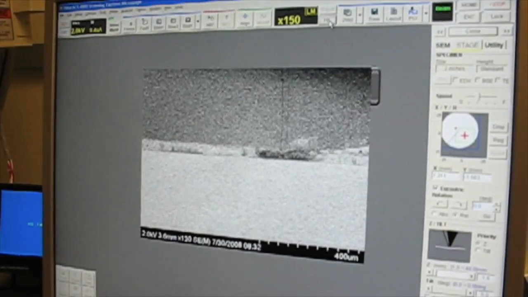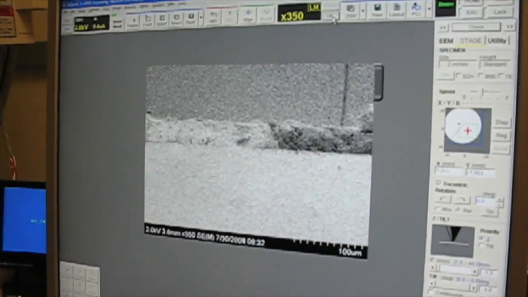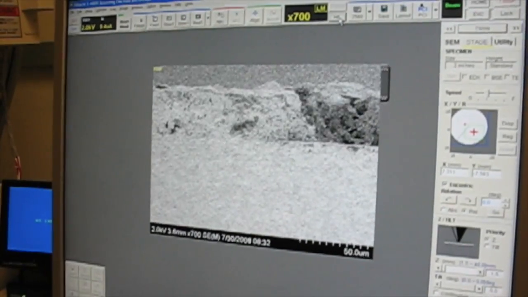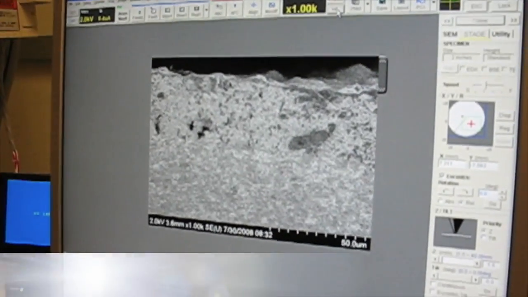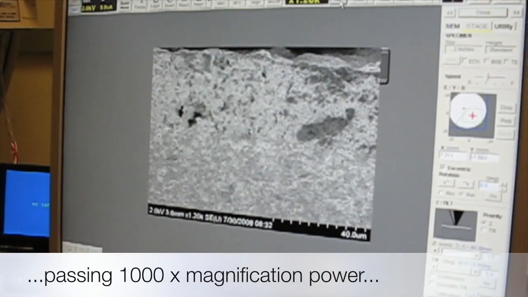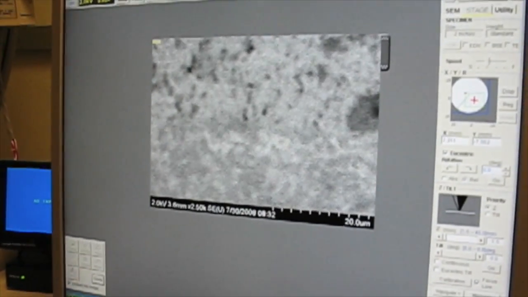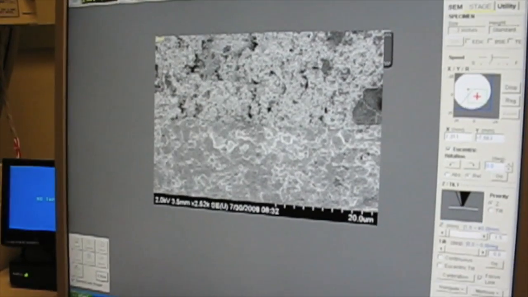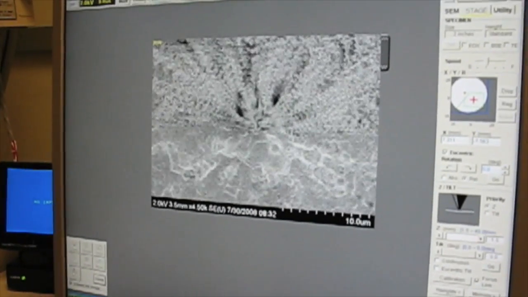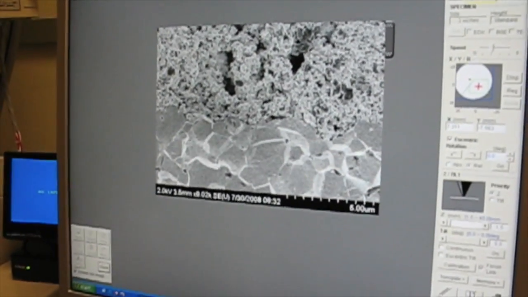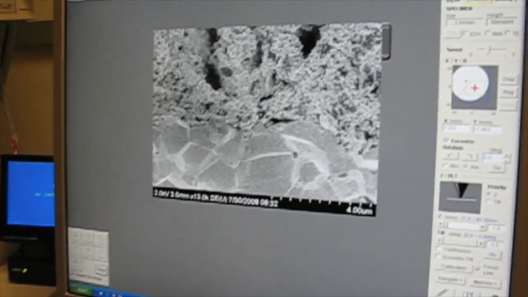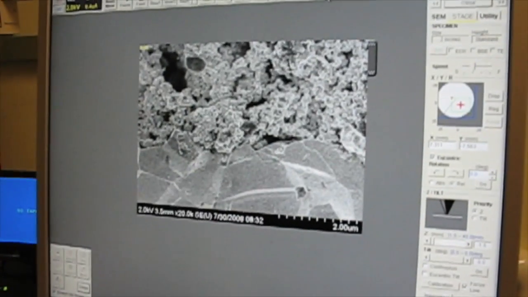Alright, and zooming in, continuing to zoom in, continuing to zoom in. And notice the faster he goes, the blurrier it is. Continuing to zoom in. Alright, and he's focusing as he goes. Continuing to zoom in. I think we're just going to keep on seeing how zoomed in we can get.